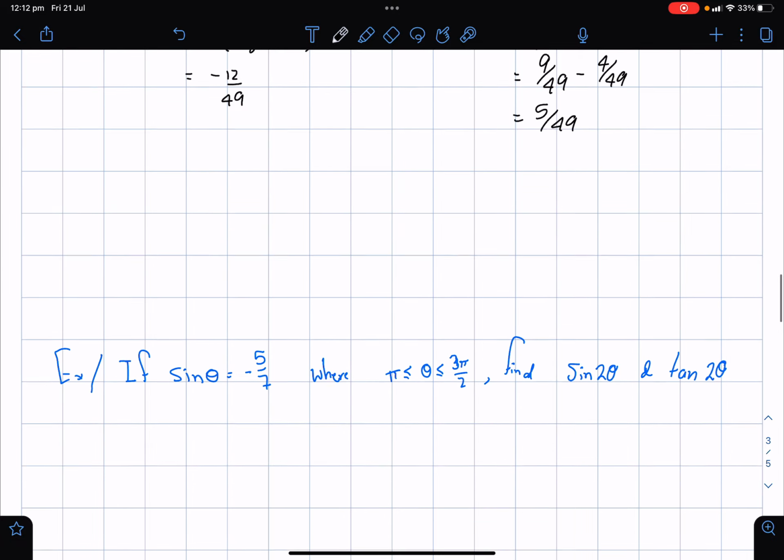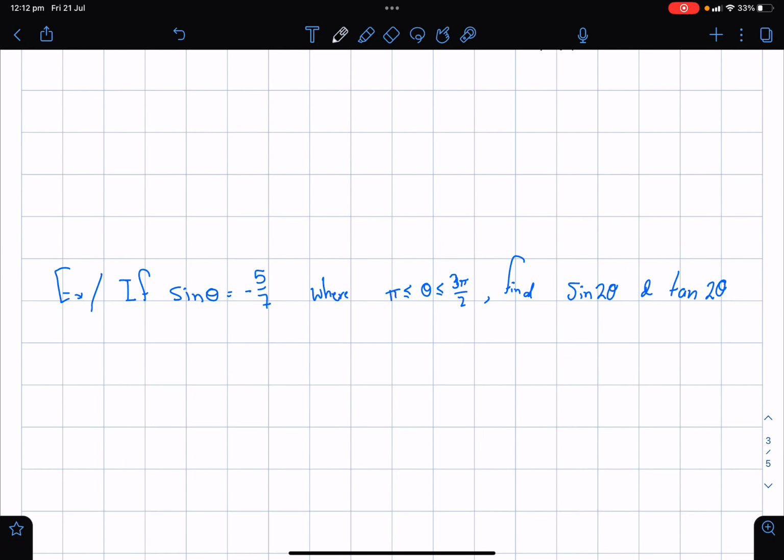All right, let's have a look at another example. So if sine theta equals -5 on 7, and we've got theta in between pi and 3 pi on 2, we want to find sine of 2 theta and tan of 2 theta. So let's just start having a look at sine of 2 theta. So that's equal to 2 sine theta cos theta.